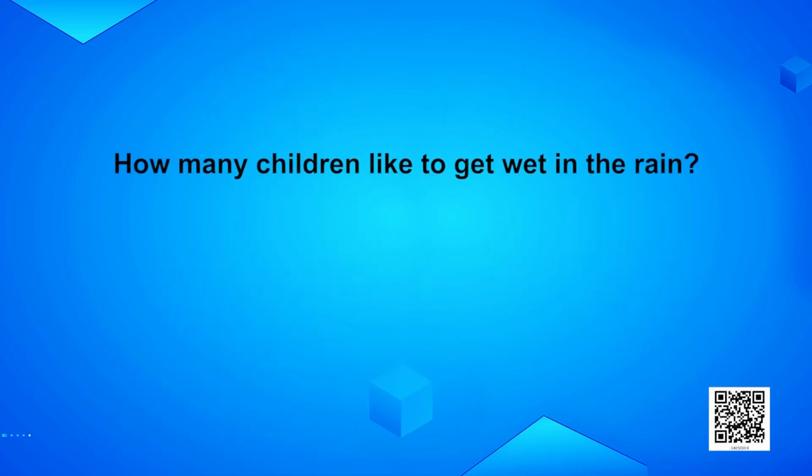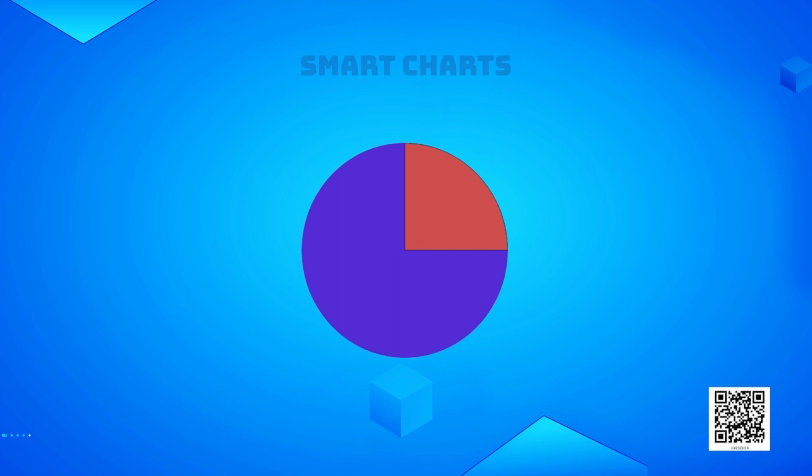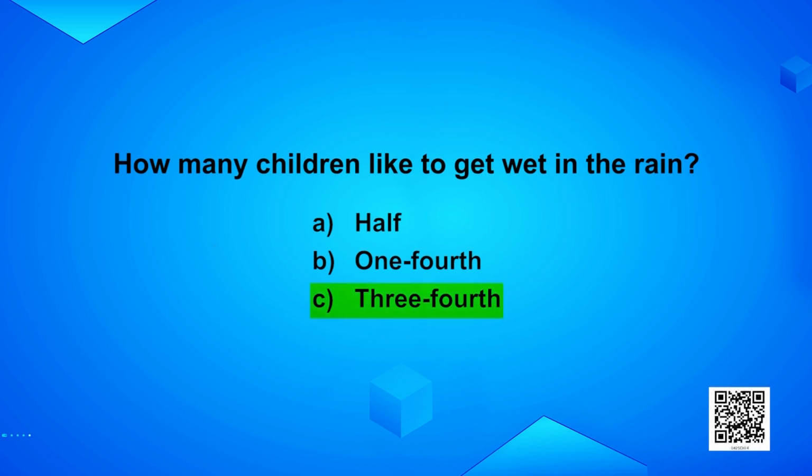Students, looking at the chart, can you answer a few of my questions? Very good. How many children like to get wet in rain? You are given 3 options. Option A, half. Option B, 1/4. Option C, 3/4. Yes, 3/4 of the students like to get wet in rain. Therefore, option C is the correct answer.